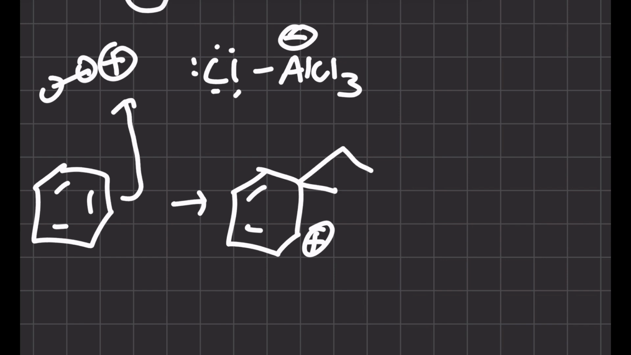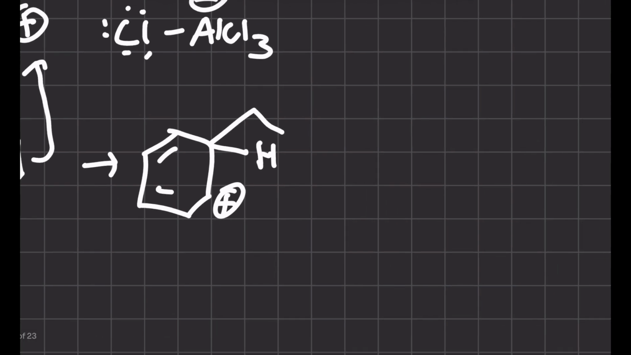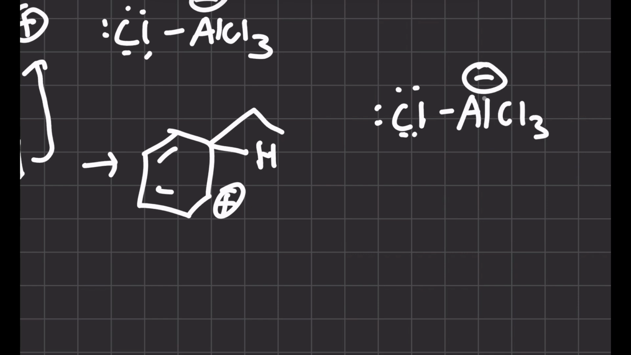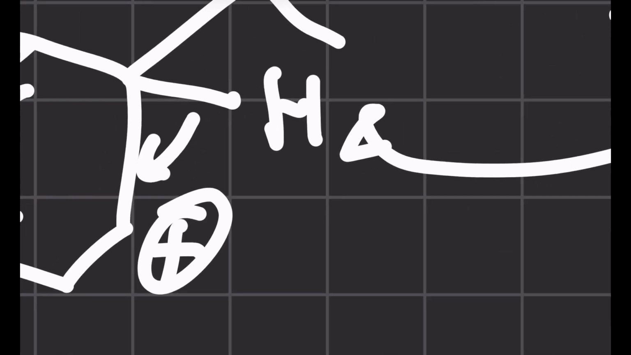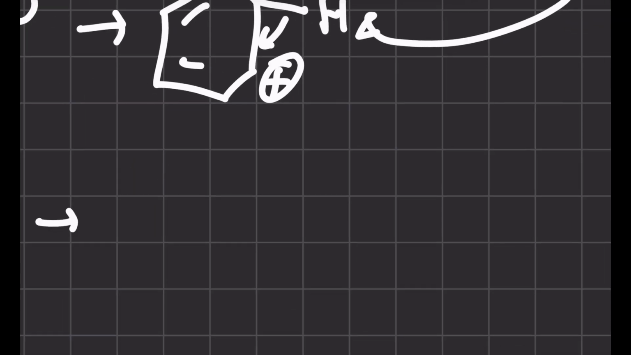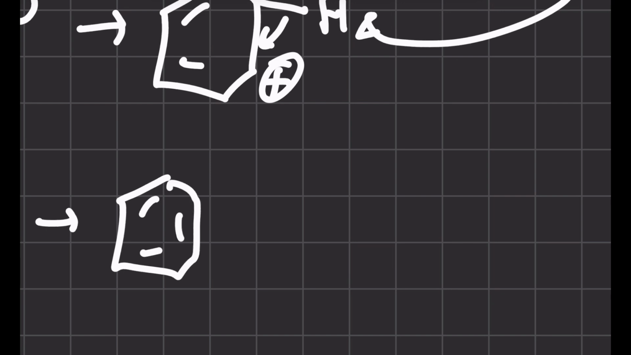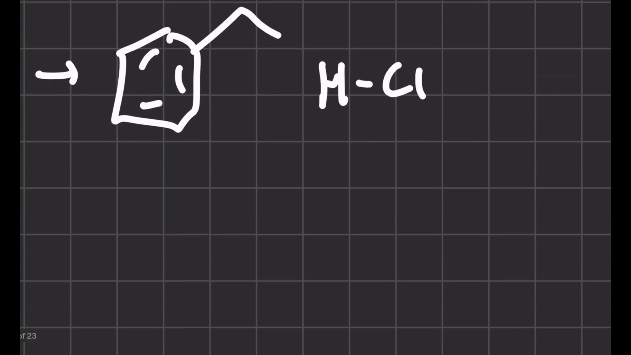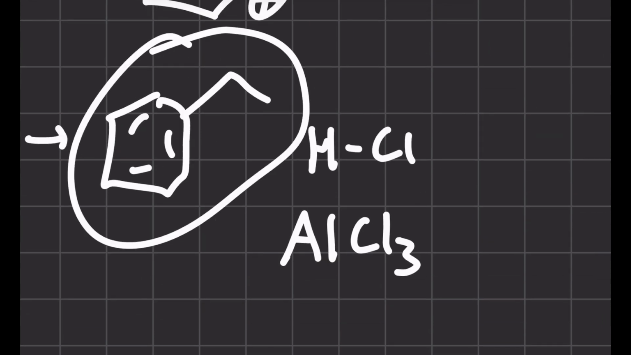We're going to have our hydrogen right here, and then essentially we're going to regenerate our catalyst and abstract the hydrogen at the same time. So we're going to have our AlCl4. The bond between Cl and Al is going to attack this hydrogen. We're going to regenerate our double bond, and our final products are going to be our benzene with our alkyl group attached to it. We're going to create the hydrochloric acid, and we're going to also regenerate our catalyst. And our major product of this will be right here.